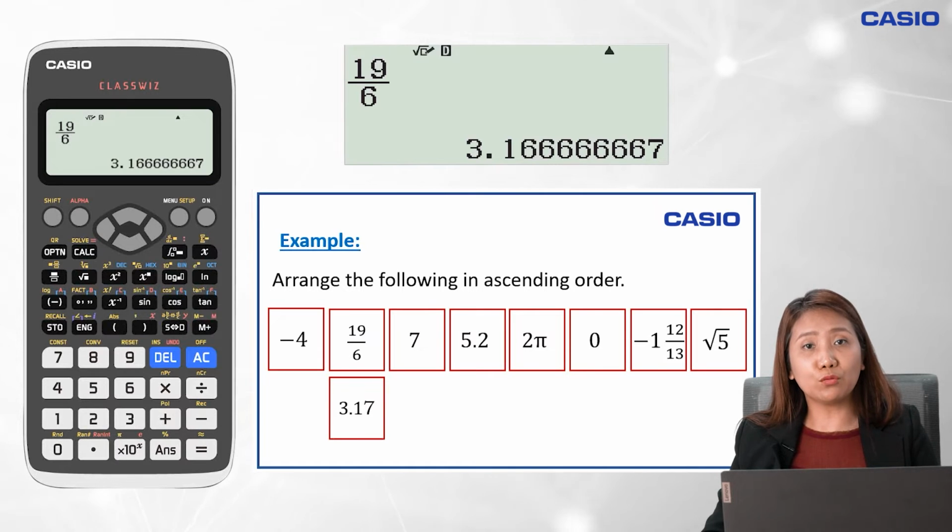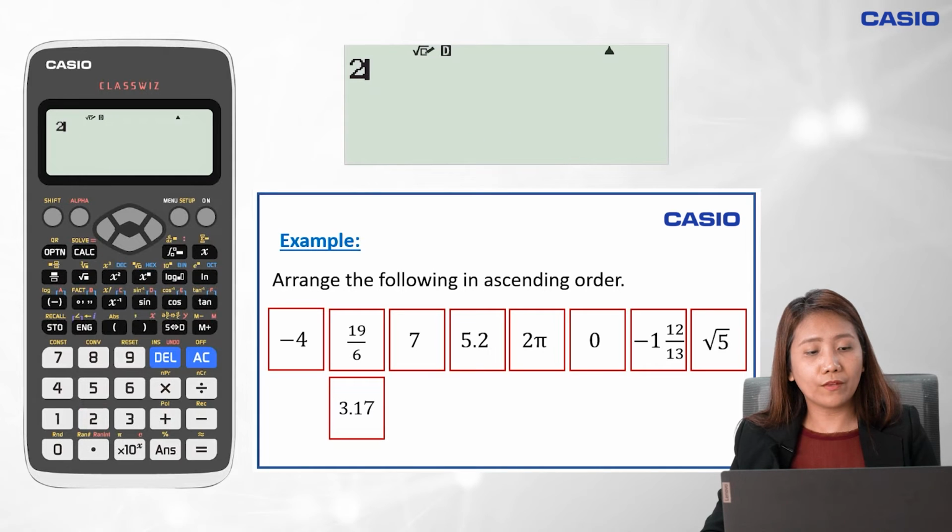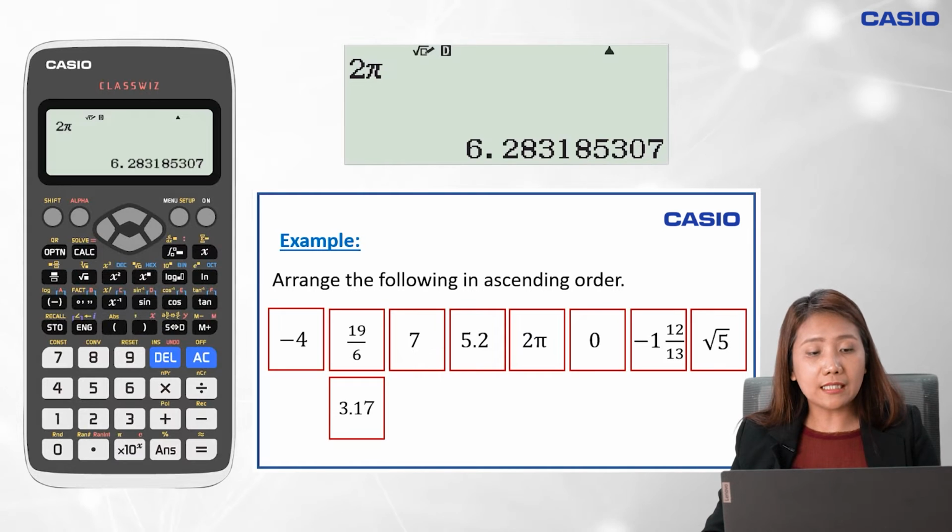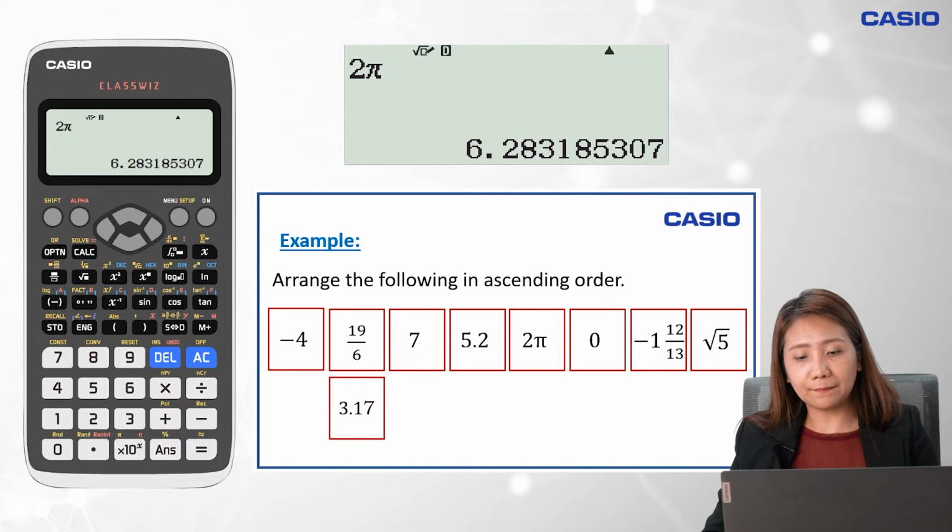This time, let's change 2pi to decimal. That would mean we click on 2, followed by shift scientific notation. We press equal sign, which will give us 2pi. We click on SD to change the standard form to decimal. That gives us approximately 6.28.